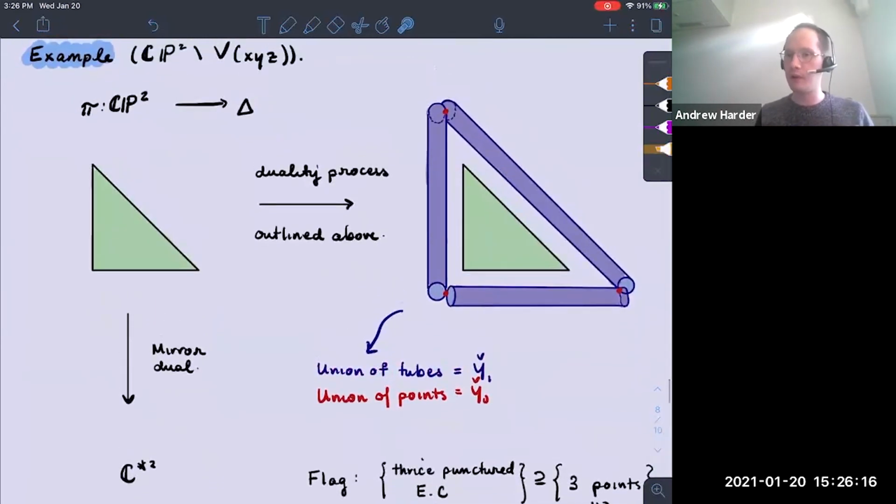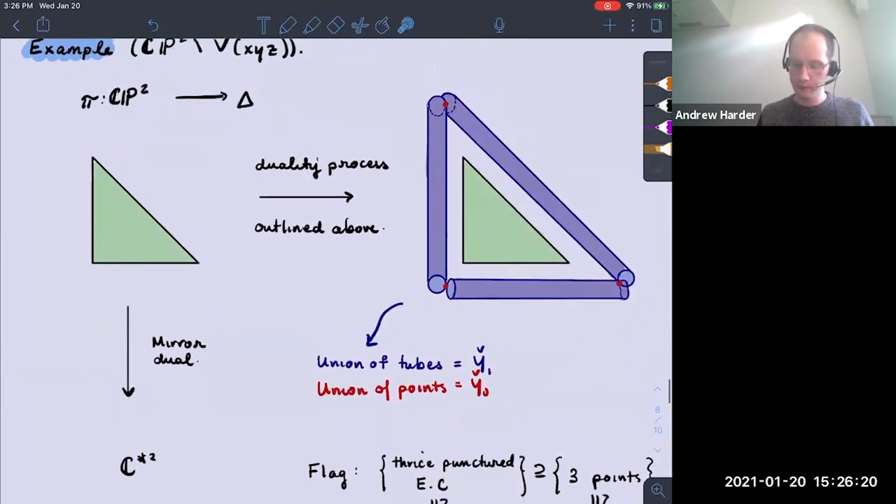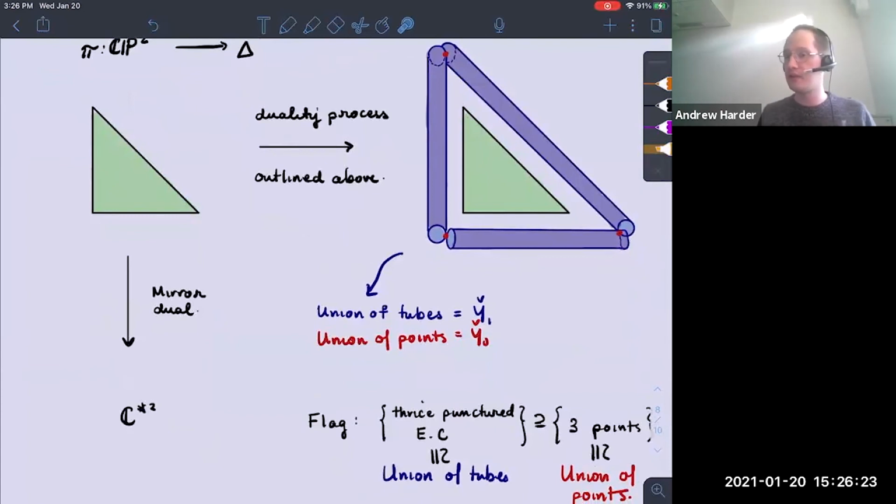And okay, so you can just do this combinatorial process and you get these subtorus bundles. And you can verify that this is essentially what you would expect by doing the other process that I was talking about before, taking the affinization of the mirror dual. So the mirror is C star squared, and you can take as your flag a thrice punctured elliptic curve. This comes from a canonical hyperplane section of the dual toric variety, and you can take intersections of these thrice punctured elliptic curves, and that'll give you 3 points. And that's exactly what you're seeing here. This union of tubes is homotopic to a thrice punctured sphere, and the 3 points that you see inside are 3 points.